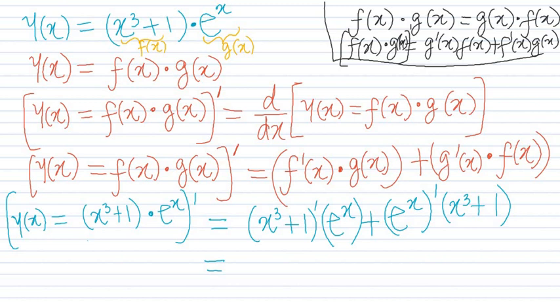So now that we already know and we've already worked with it, we can go ahead and do this. So this is this right here. We can just go ahead and do x cubed plus 1, prime, all in bracket, multiplied by e to the x, plus e to the x, all in prime, multiplied by x cubed plus 1. So now, what is the derivative of x cubed plus 1? We know the derivative of x cubed to be 3x.